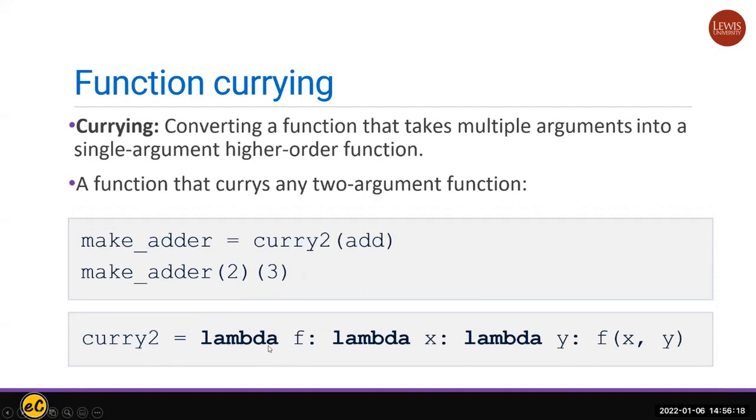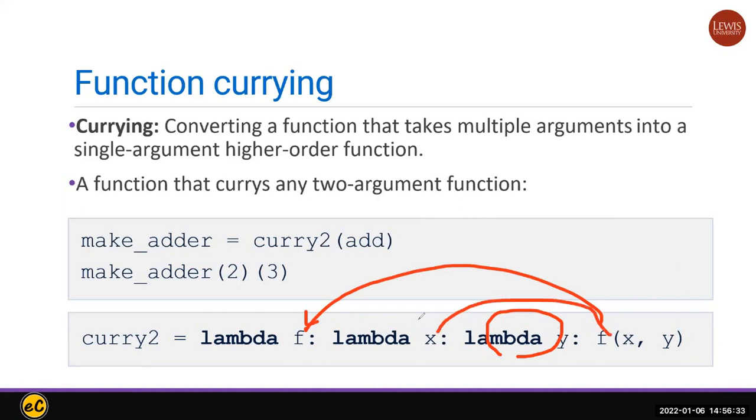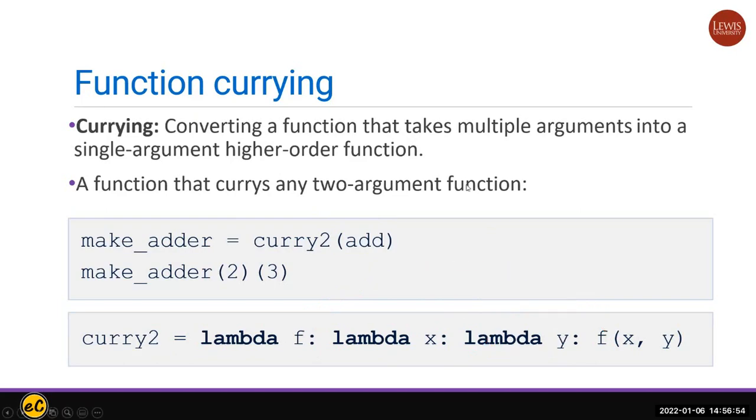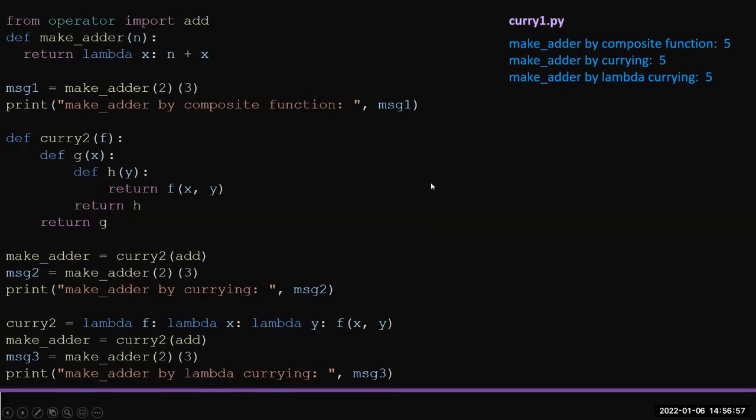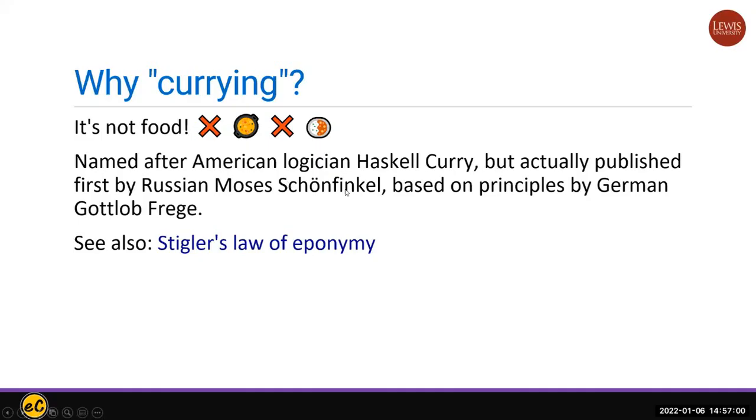So curry2 can also be lambda f of the x with lambda y. Let's look at lambda y. Lambda y is a function that returns the function with the preset variable. So you see that the inner function can use the upper function's parameter to define the function. So you can make multiple levels of functions using the currying technique. This is making the adder. This is the curry.